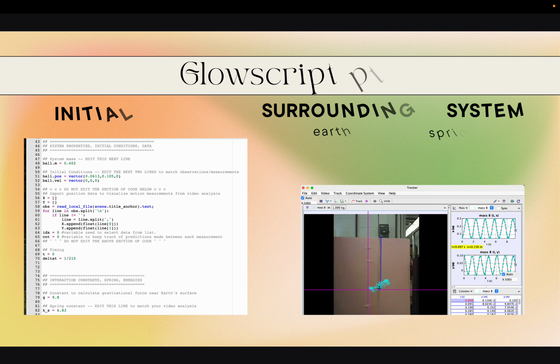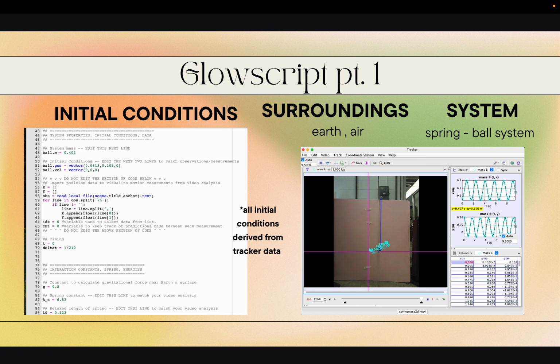For GlowScript part 1, we first laid out our initial conditions: the initial mass of the ball, the position vector, velocity vector, delta T, spring constant, and relaxed length of spring. And all of these values were derived from our tracker data. The system in this lab is the spring ball system, and the surroundings is just the earth and air. And here on the right is a picture from tracker directly.